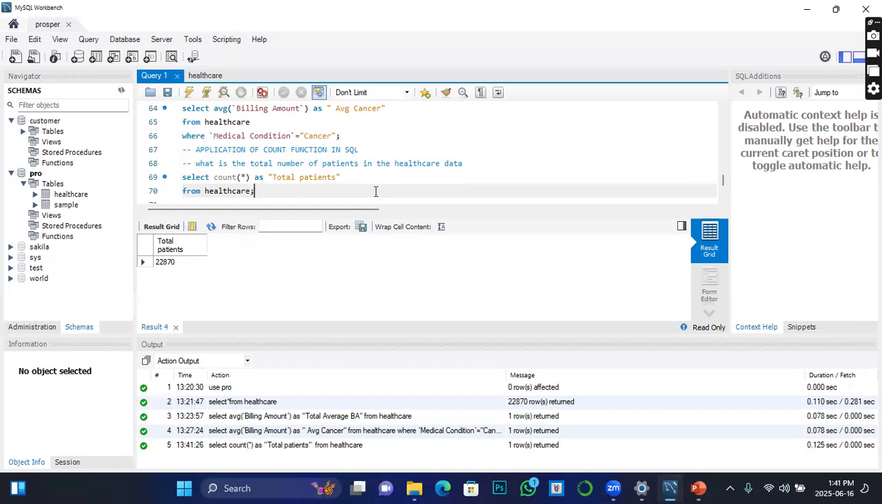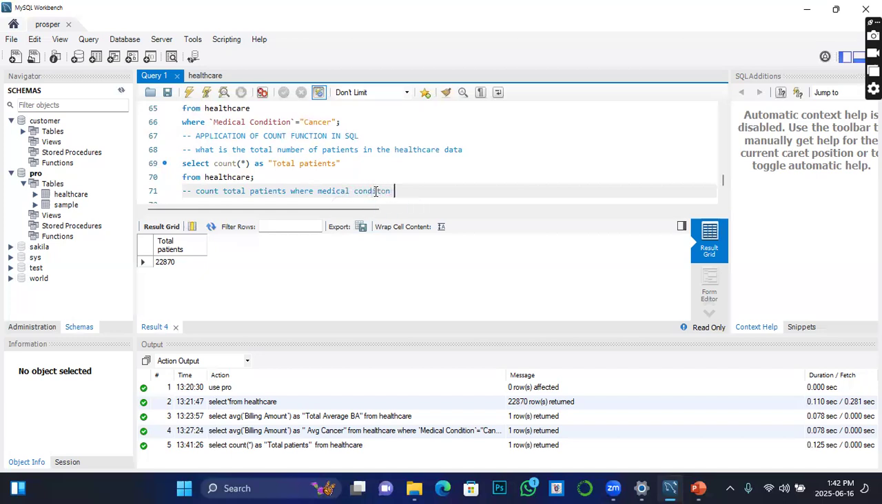Let's say we are counting for cancer only. Let's apply it in a conditional way. So what the question will be, let's do it together. Count total patients where medical condition is cancer.